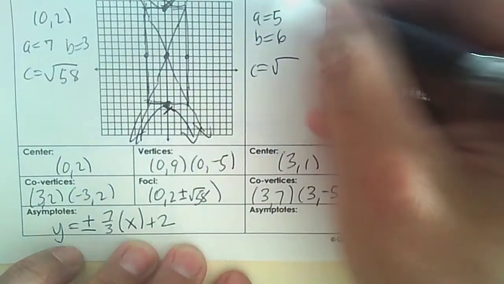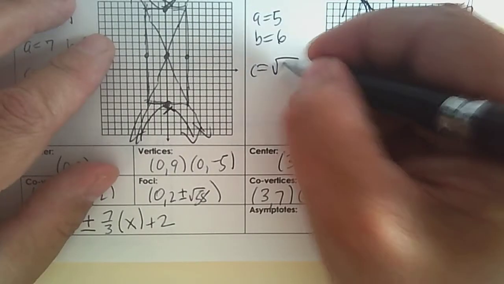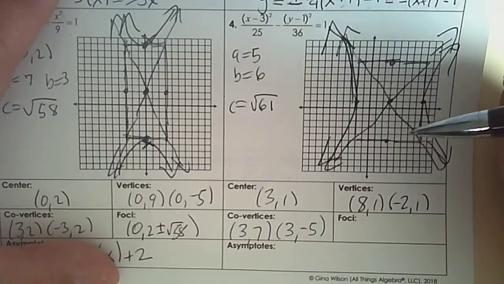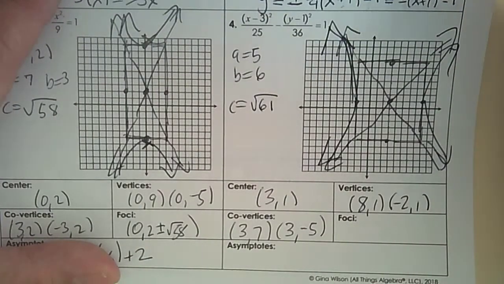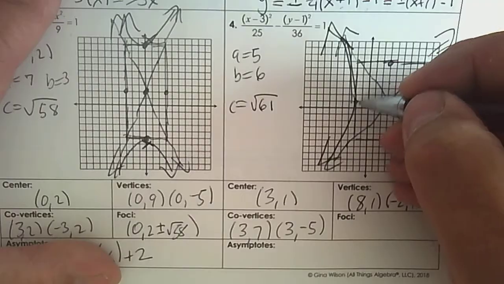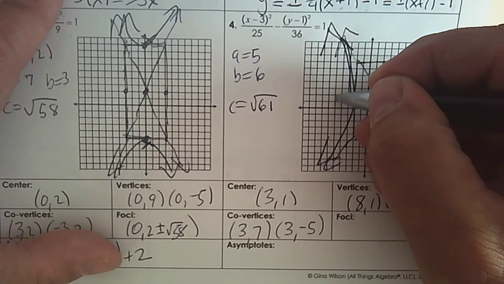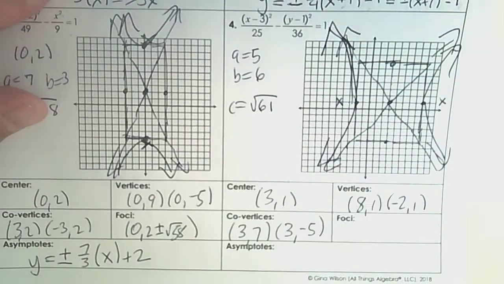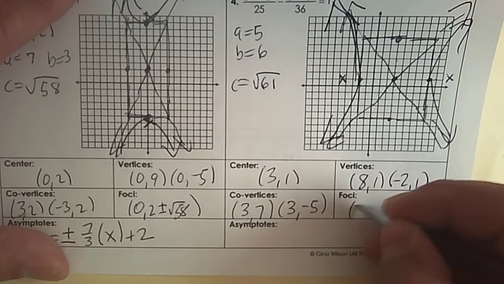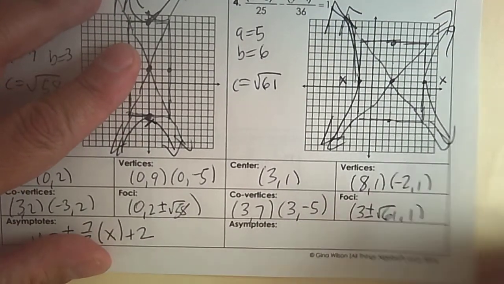C, you add them. That's 61. If I put that on my graph, the square root of 61 is almost 8. So it's 7 and a little bit. So to the right, go 7 and a little bit. Here. And I know this is 5. So 6, 7, and a little bit goes up right there. So to the x-coordinate, 3 plus or minus square root of 61 and 1.